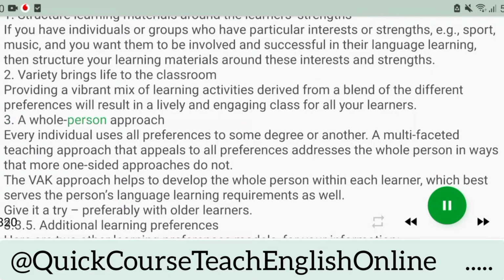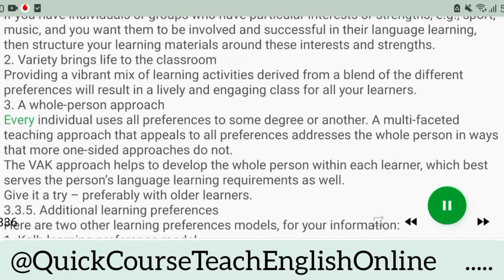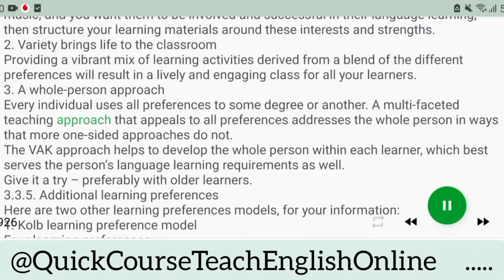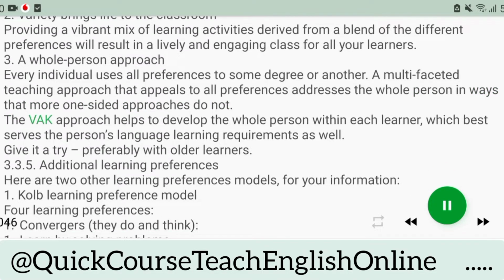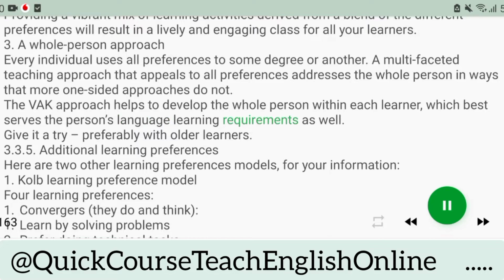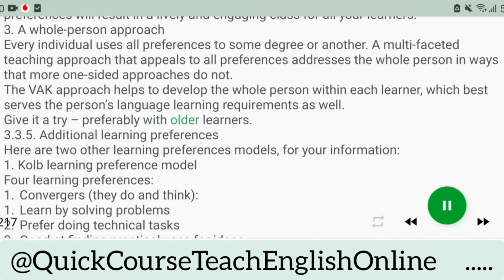3. A whole person approach. Every individual uses all preferences to some degree or another. A multifaceted teaching approach that appeals to all preferences addresses the whole person in ways that more one-sided approaches do not. The VAK approach helps to develop the whole person within each learner, which best serves the person's language learning requirements as well. Give it a try, preferably with older learners.